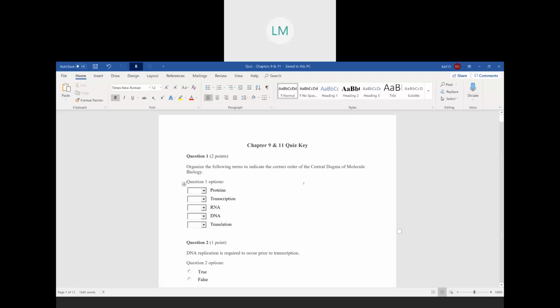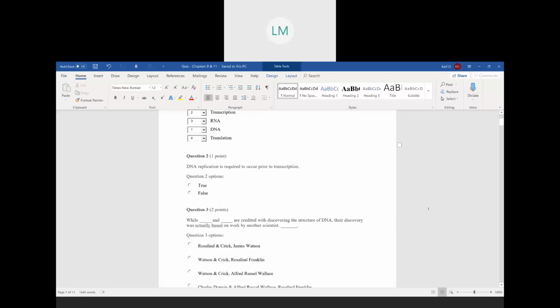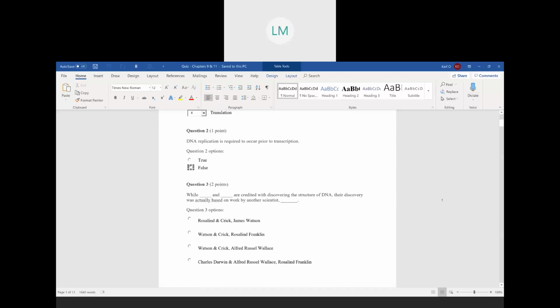So question number 1, we needed to organize the terms to indicate the correct order of the central dogma. The central dogma starts with DNA. DNA is transcribed into RNA, and then RNA is translated into proteins. So that is the order of terms there for the central dogma of molecular biology. Question number 2, DNA replication is required to occur prior to transcription. This is false. We don't need to replicate every time we are transcribing. So that is false there.